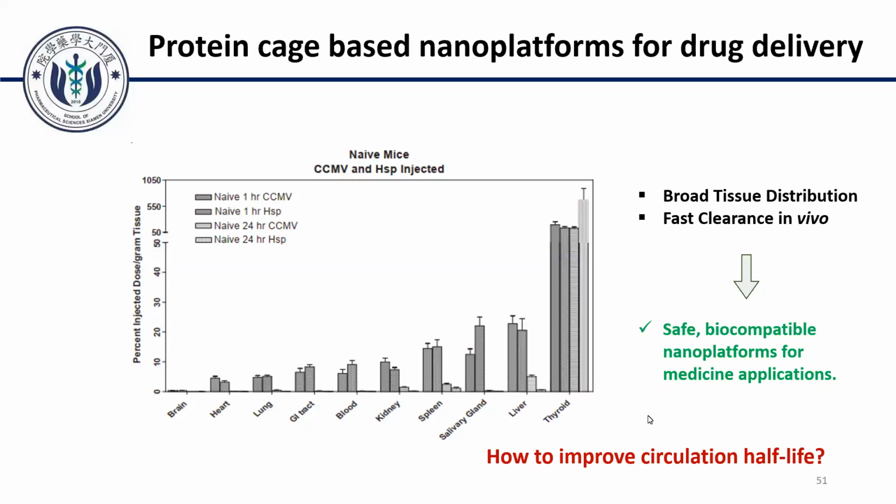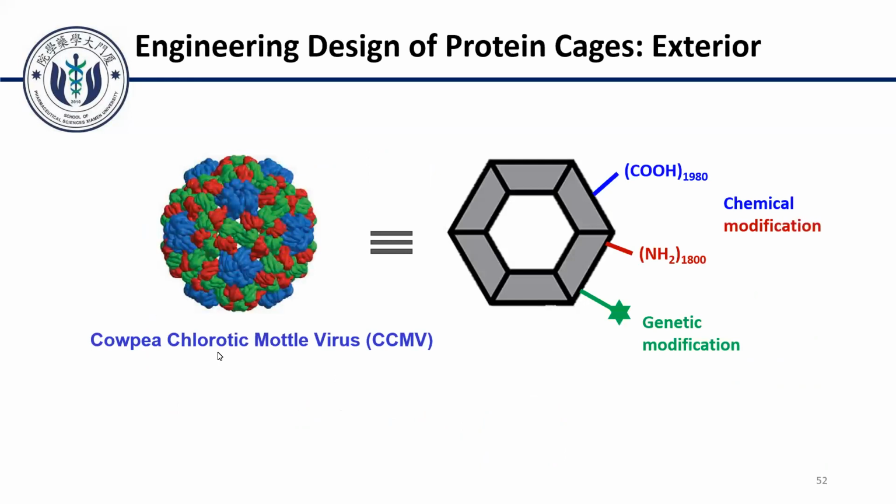So one of the problems here, we can see that after 24 hours, they are all gone. Most of the CCMV particles would be cleared. So how to improve the circulation lifetime of the nanocarrier to enhance the bioavailability is one of the hot topics and a challenge that we need to solve.